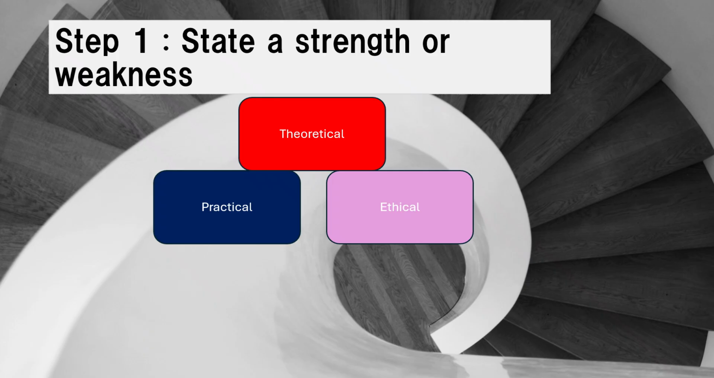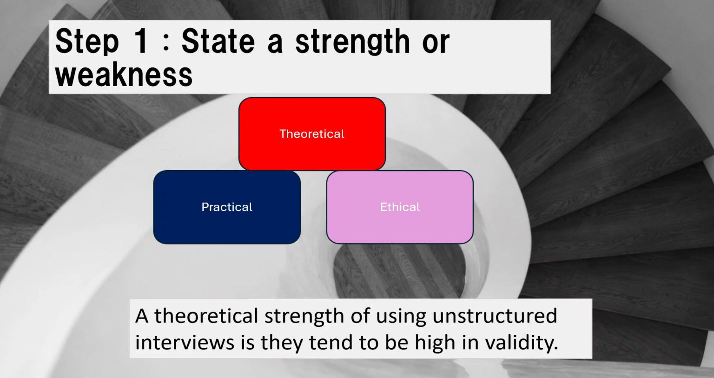Step 1 is state the strength, or if it's a weakness question, the weakness. So here, with unstructured interviews, we need to pick a strength, and you've probably evaluated methods in your lessons using PERVERT or PET. So you just need to pick one of those. Always tell the examiner if it's a theoretical or a practical or an ethical strength or weakness that you are looking at. So here is an example of what you might write. A theoretical strength of using unstructured interviews is that they tend to be high in validity. So that's step 1 done.